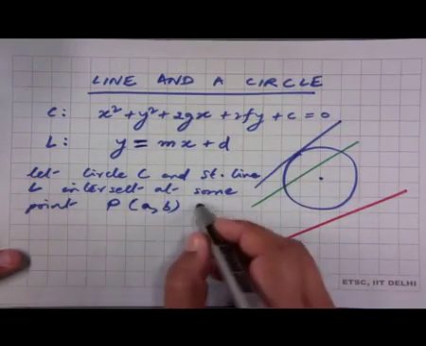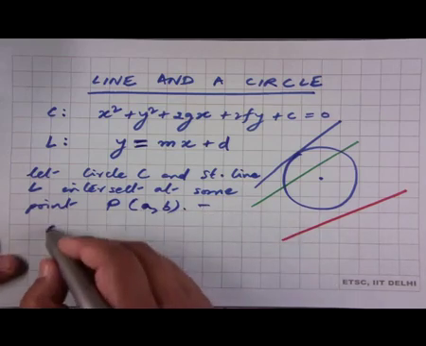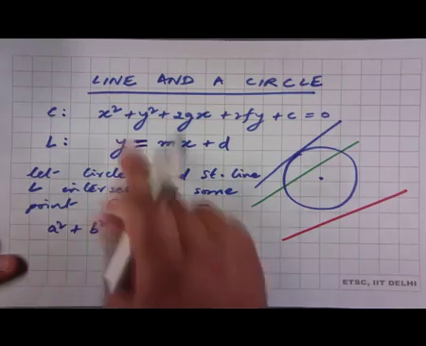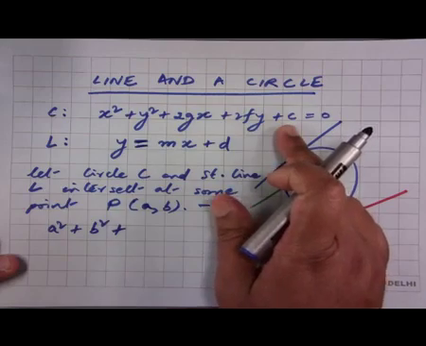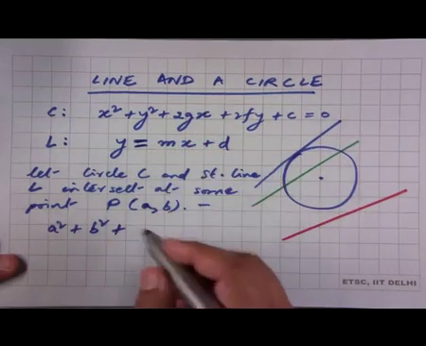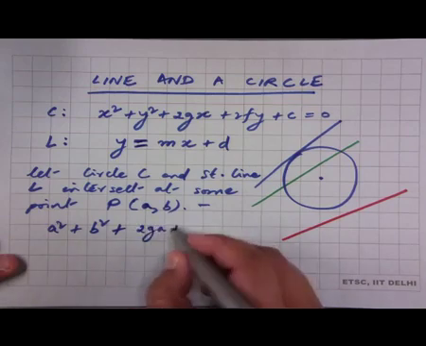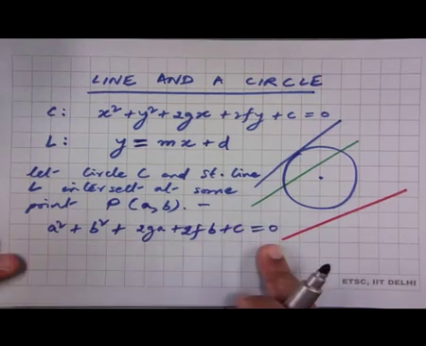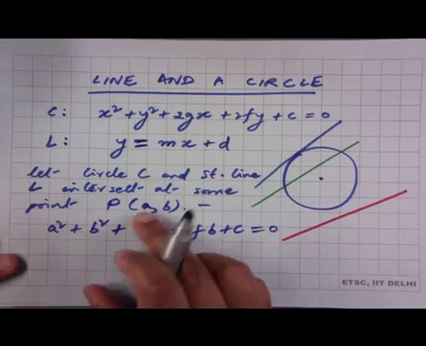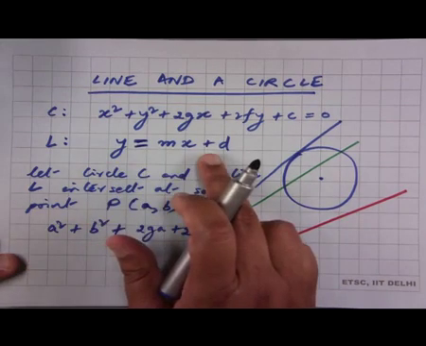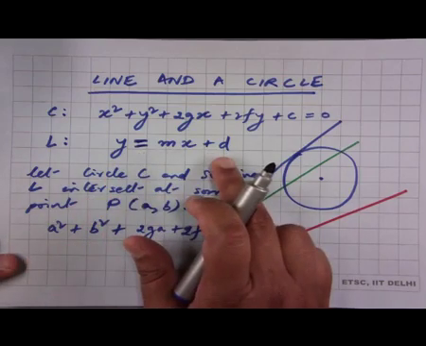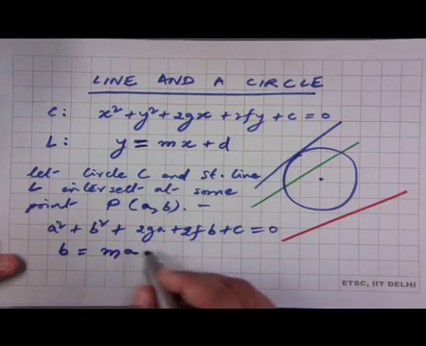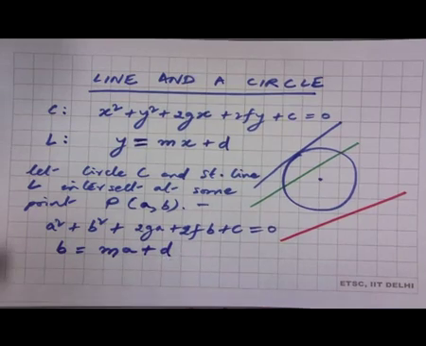So, what this implies is that since this point should lie on the circle, this equation should be satisfied with x equal to a and y equal to b. Now, since this point is also on this straight line, this equation should also be satisfied with x equal to a and y equal to b, and hence we also have this equation.